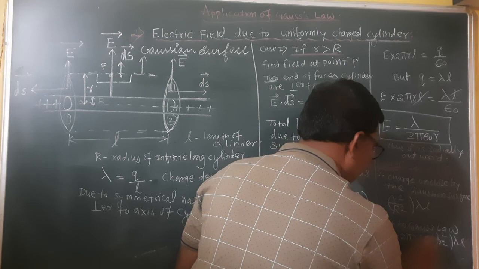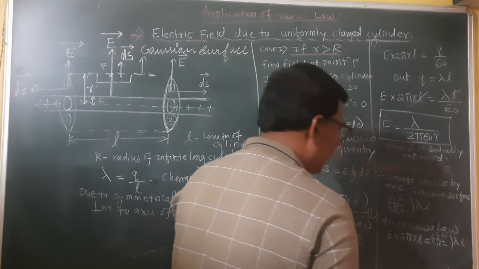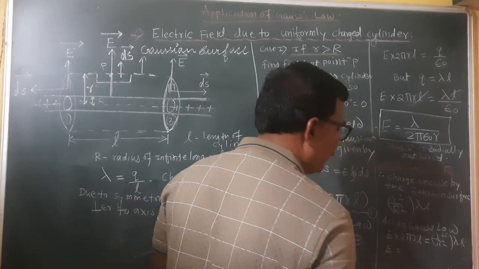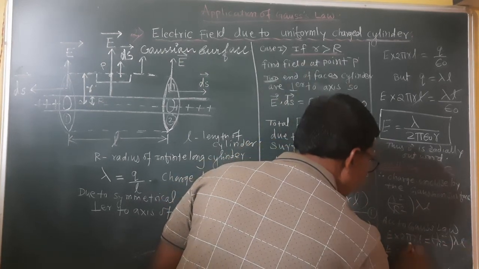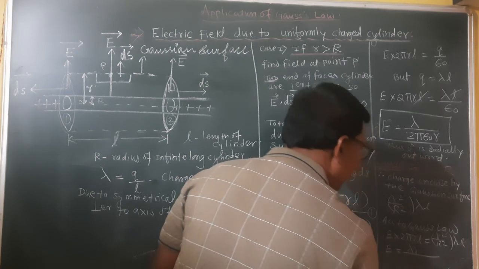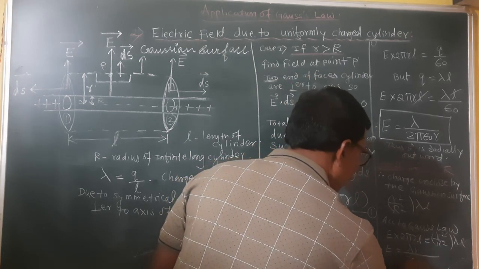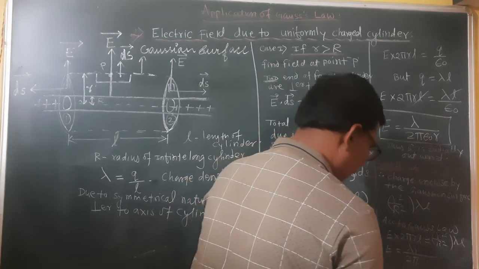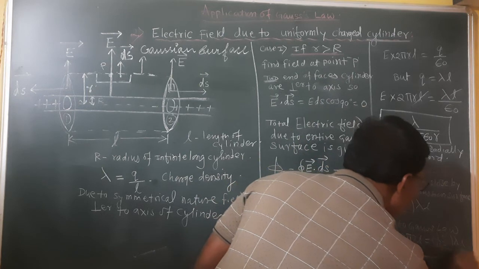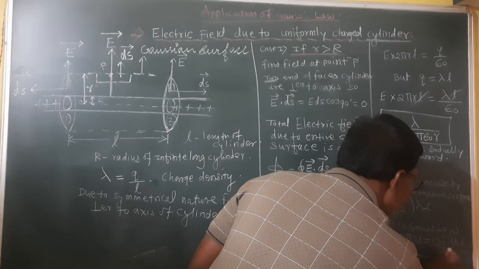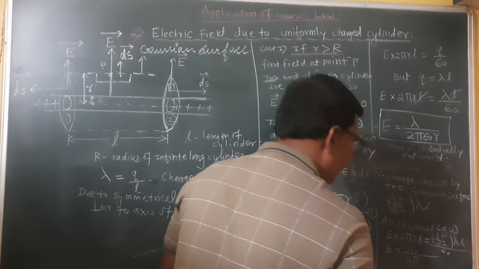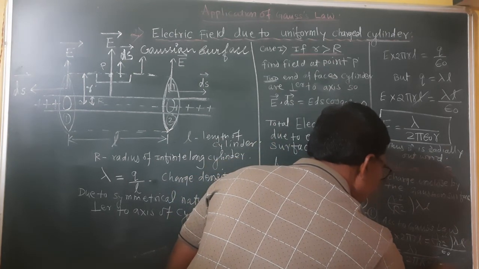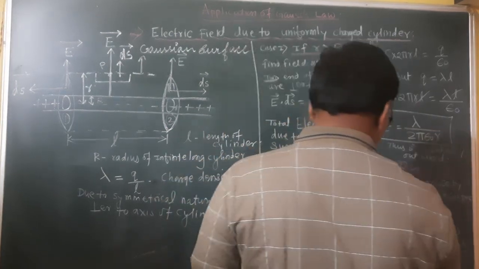Then R is also cancelled with this R, and we get that E is equal to, what we have to remember here, lambda into R divided by 2 pi into, here according to Gauss law, one more term is epsilon naught, and it gets capital R square into epsilon naught. This is the formula.